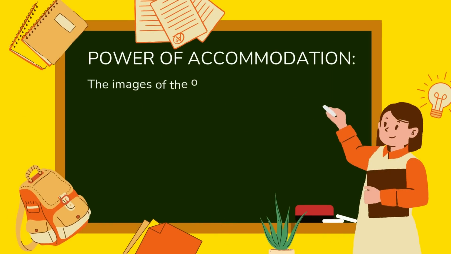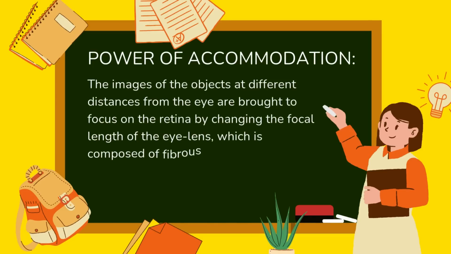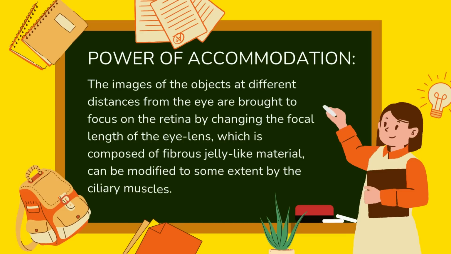Power of accommodation. The images of the objects at different distances from the eye are brought to focus on the retina by changing the focal length of the eye lens, which is composed of fibrous jelly-like material and can be modified to some extent by the ciliary muscles.